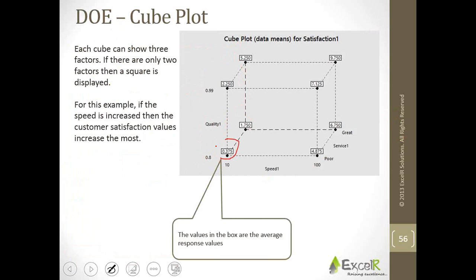These values are the average of your response values. For example, if the speed is increased, then the satisfaction values increase the most. That is what you can conclude.